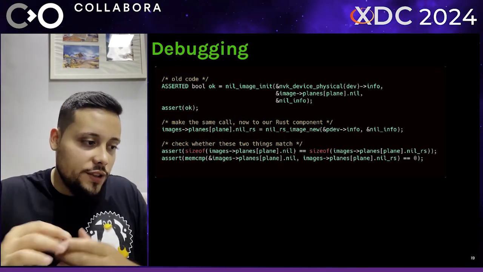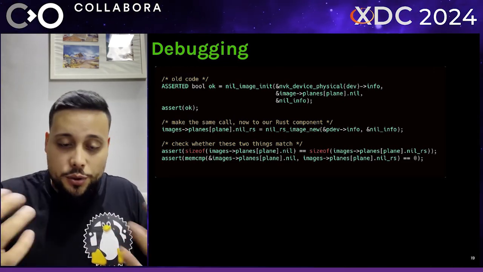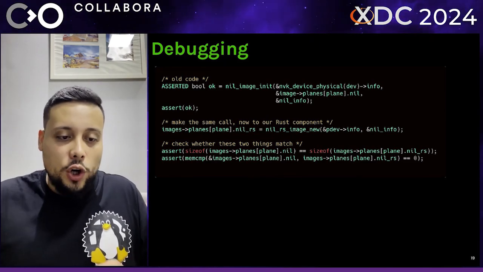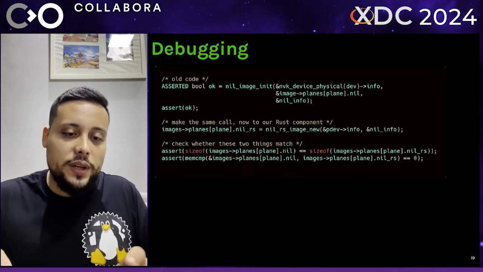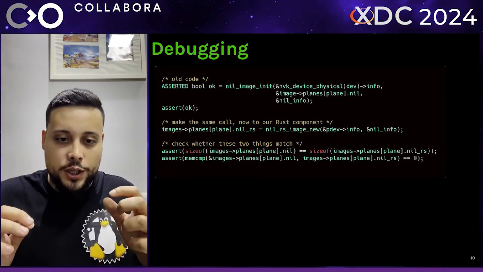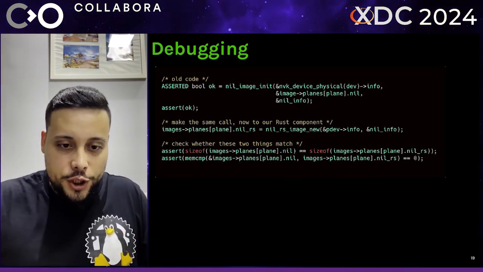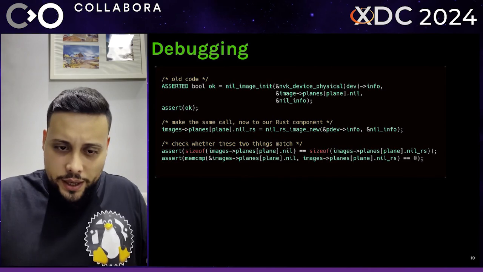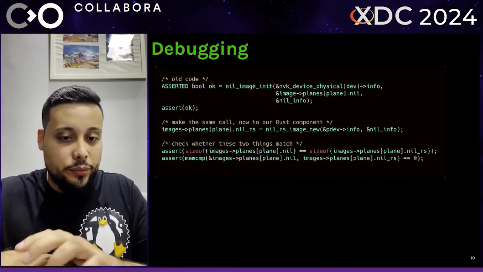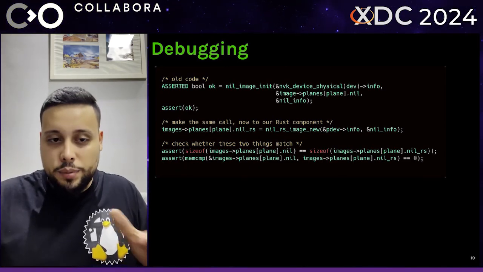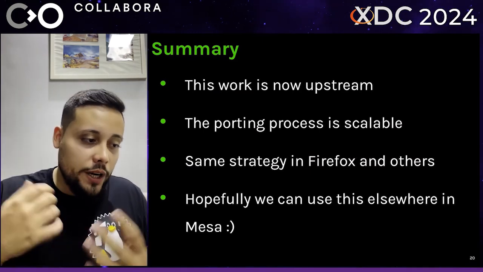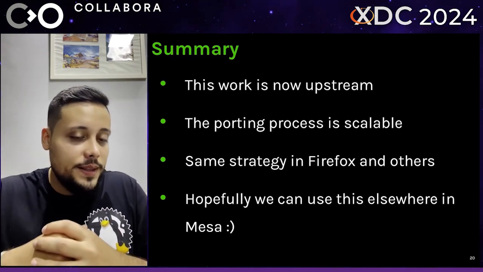At first, the asserts were obviously triggering all the time, but after debugging this for a while, they did not trigger anymore. That's when I knew that we could remove the C version and have only the Rust version. We could also drop this RS stuff from the name of our functions and remove the C version completely. And this is upstream. This is already working for a couple months now, and this is the overall strategy.